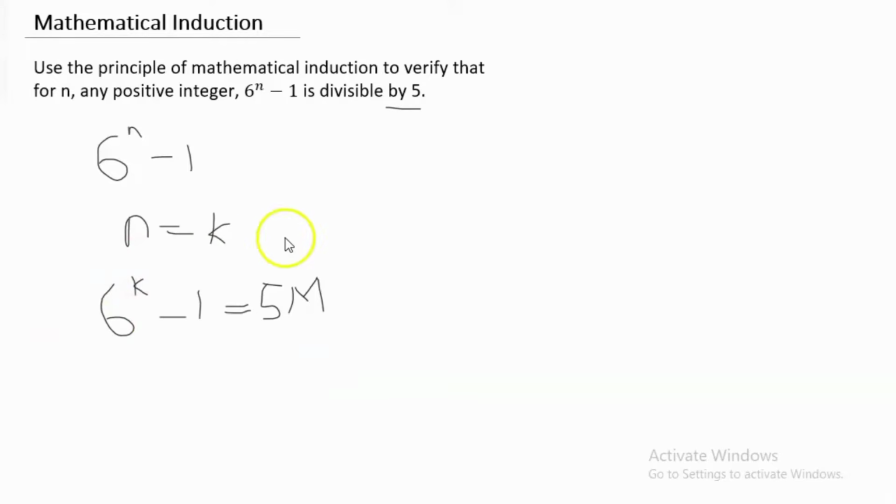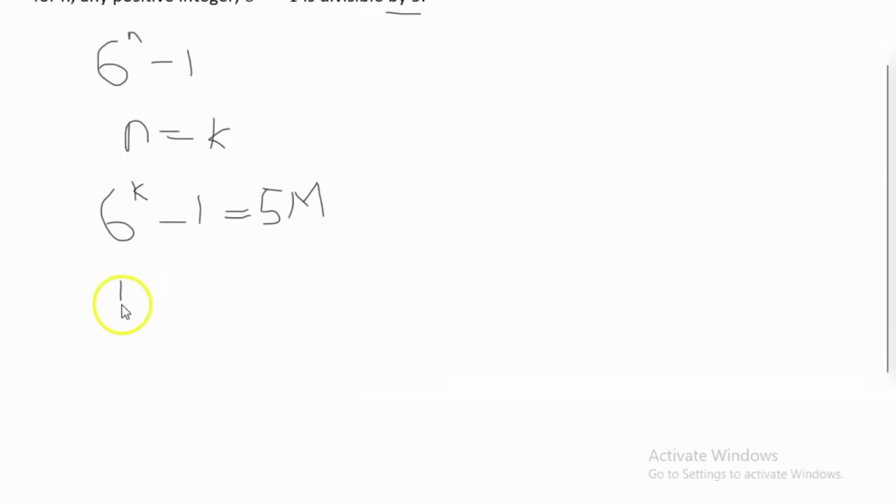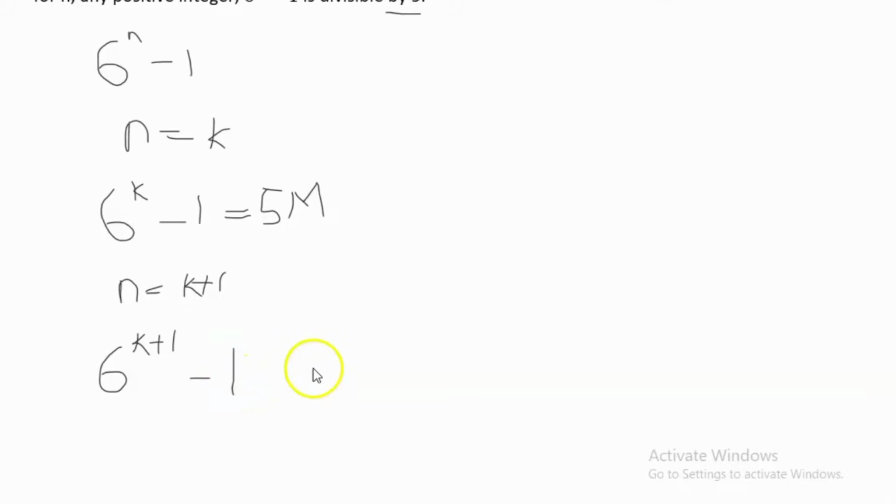So now we have this, and we're done with this bit. Now we want to prove that n is equal to k plus 1, meaning that wherever we see n, we simply put k plus 1. So we have 6 to the power of k plus 1 minus 1. As simple as that.